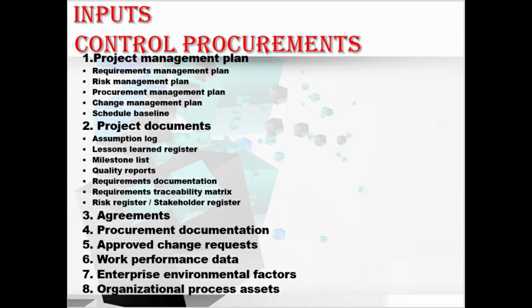In this input, if there are slippages created by the sellers that impact the overall project performance, the schedule may need to be updated and approved to reflect the current expectations. This is about the schedule baseline. Okay, hope you understood about this first input of Control Procurements, that is, the project management plan.